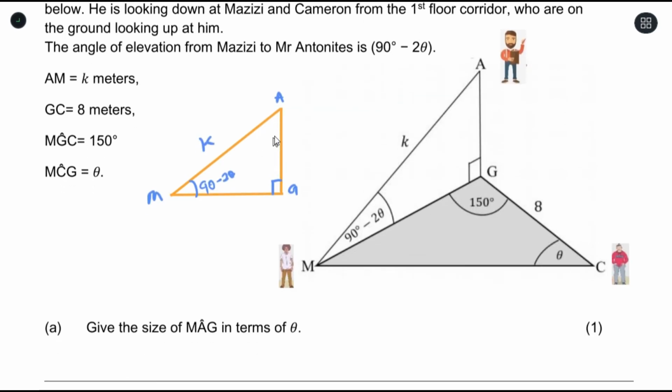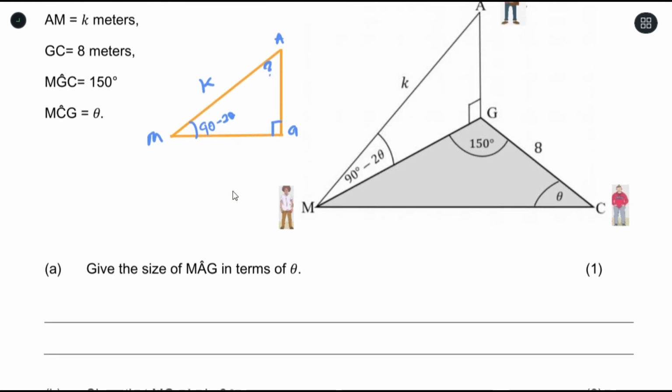So the question is asking us to find what this is, this angle over here, angle A. Since this is a triangle and sum of angles in a triangle gives you 180, if this is 90 and this is 90 minus 2 theta, we could just say that angle MAG would be 2 theta. Okay, so we have that there as 2 theta. Reason: sum of angles in a triangle.